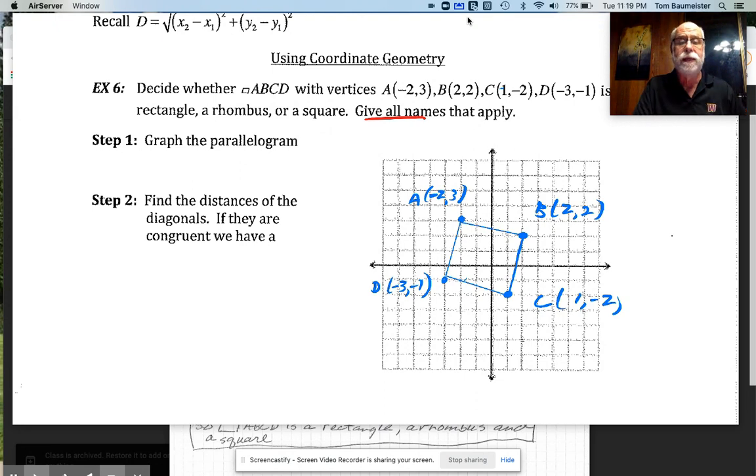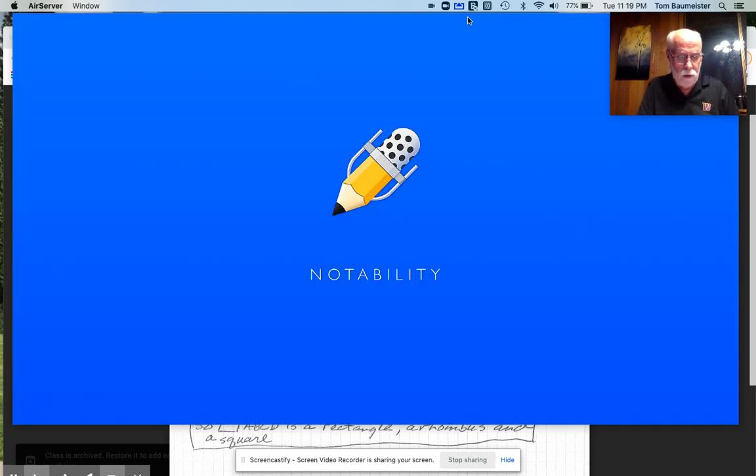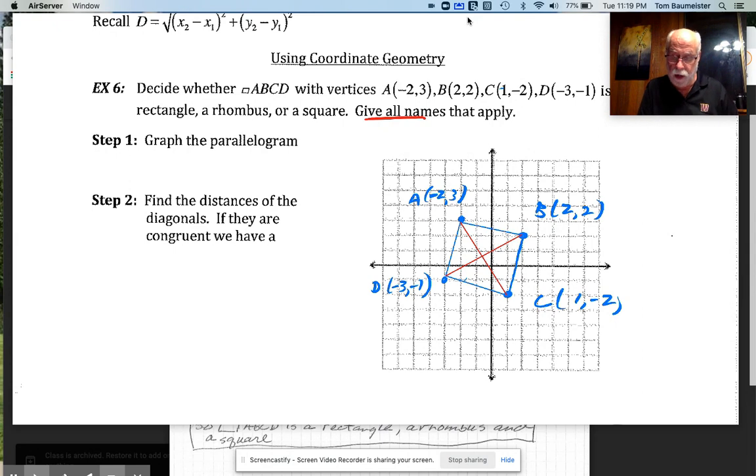Step 2, we're going to find the distances of the diagonals. So again, the diagonals are going to be here, and we're going to be here. Okay, that's not asking us to find anything else but the distance. So remember, find the distance of the diagonals. If they are congruent, then we know we're going to have a rectangle or a square.